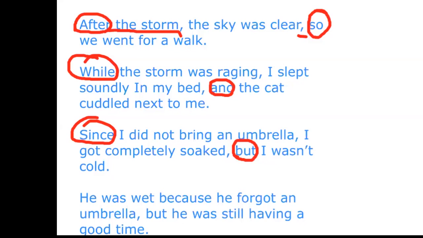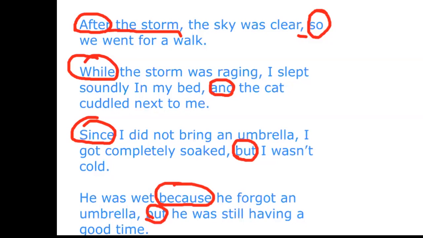The last one. He was wet because he forgot an umbrella, but he was still having a good time. Okay, so we're going to find the subordinating conjunction, and this one is because. So we have the independent clause, he was wet, and then we have because he forgot an umbrella, which is the dependent clause. But is the coordinating conjunction. He was still having a good time is another independent clause.